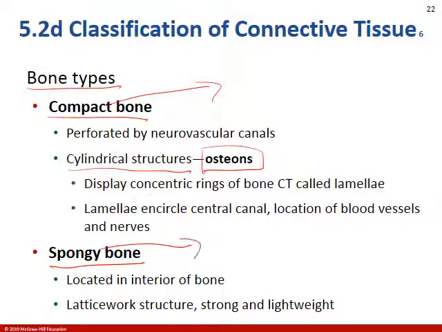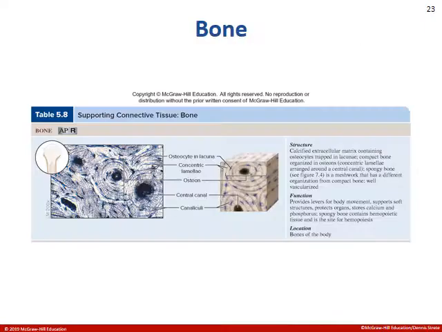Spongy bone looks just like that. It looks spongy. It has little holes in it. It's more of a lattice-work structure. It's still strong, but it's lightweight, and you're going to find spongy bone on the inside. Basically our bones are covered with compact bone, but inside they're lighter and have more spongy bone.